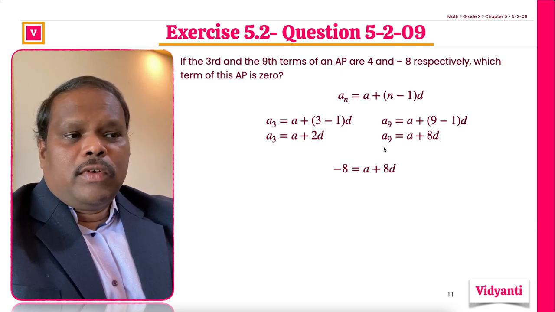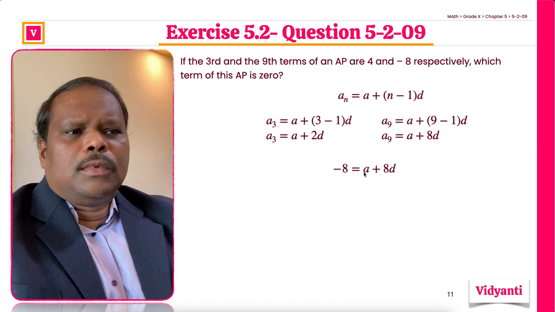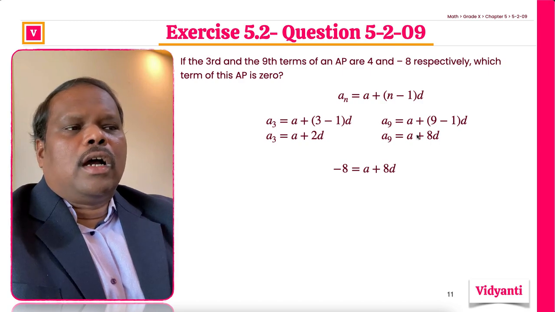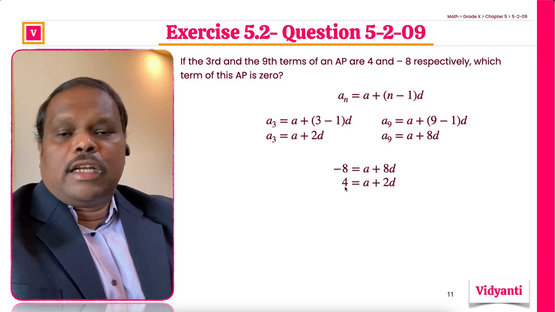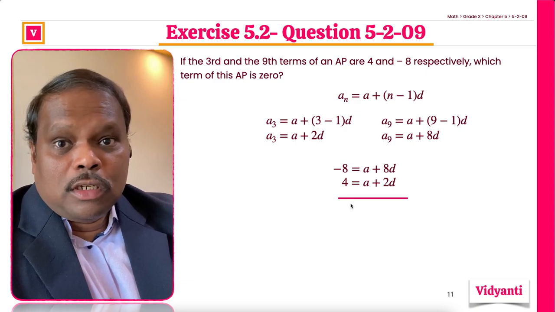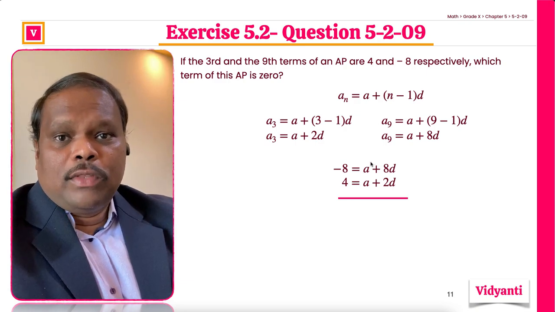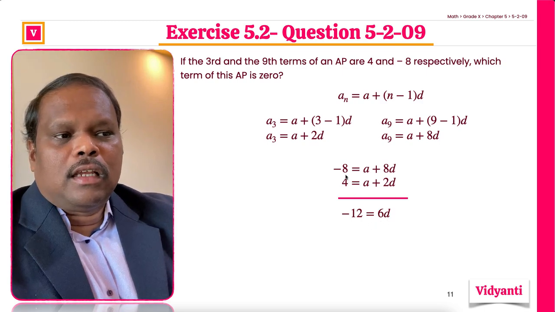Now these values are given. Let's take A plus 2D. Now you don't have to take A3 because that has been given as 4. Okay, I have taken A plus 8D, and that is -8, and A plus 2D, that is 4. So we can subtract these two equations. That way we can get rid of this A, and the expression will come out to be 6D, and -8 minus 4 will be further negative, which will be -12.